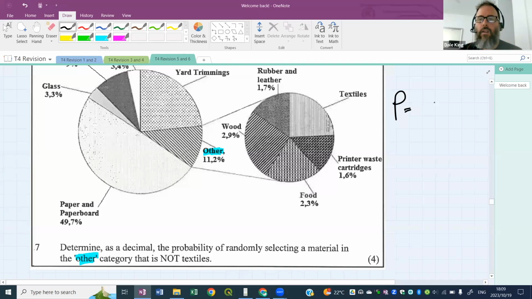And then we need to work out what is the total possible. We've got 1, 2, 3, 4, 5. And we want the ones that are not textiles, which is 4 out of 5. Very good, Charles. And then we need to just convert that into a decimal. And you know that 4 out of 5, or if not, you can just get the calculator to help you, is 0,8. So I just wanted to cover that question.